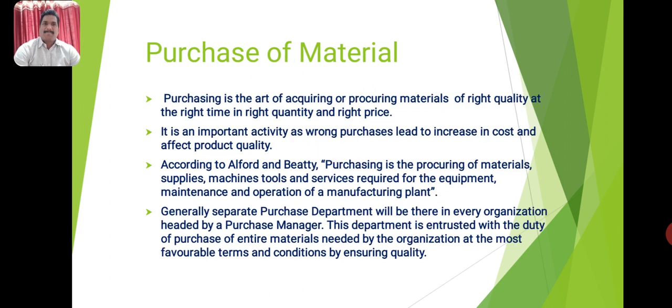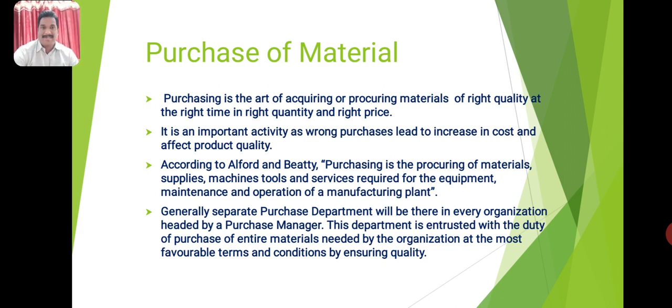Then we can see what purchase of material is. Purchasing is the art of acquiring or procuring materials of the right quality, at the right time, in the right quantity, at the right place. So we have to purchase material whenever it is required, in the quantity which is required, from the place where it is available at the most favorable terms. So purchasing means acquisition of material at the right quality, time, quantity and place.